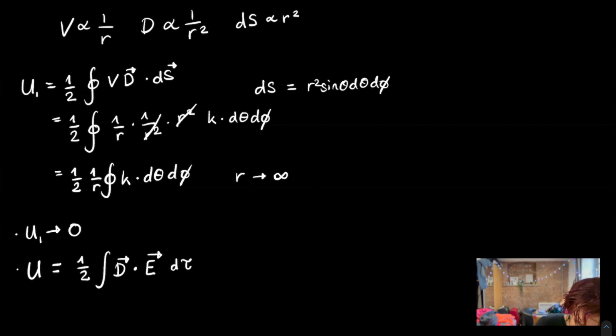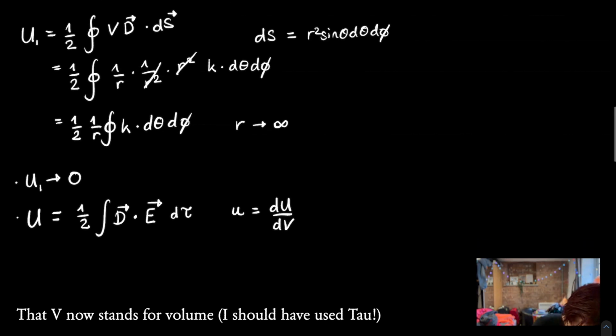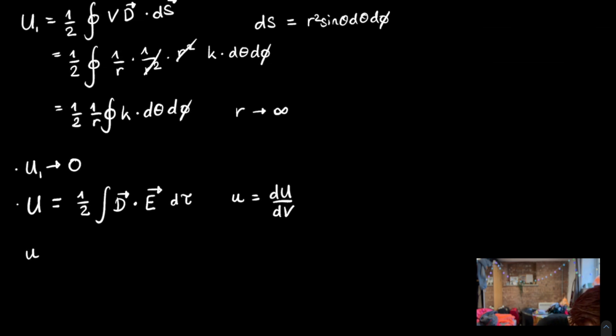Now what we can define is the energy density, or the energy per unit volume, which we often give the symbol lowercase u. So we say that's equal to du by dV. So it's the energy per unit volume. And so the energy density u is going to be all of this but without the integral. So it's just equal to 1/2 D dot E right here. So that is the energy per unit volume in an electric field.